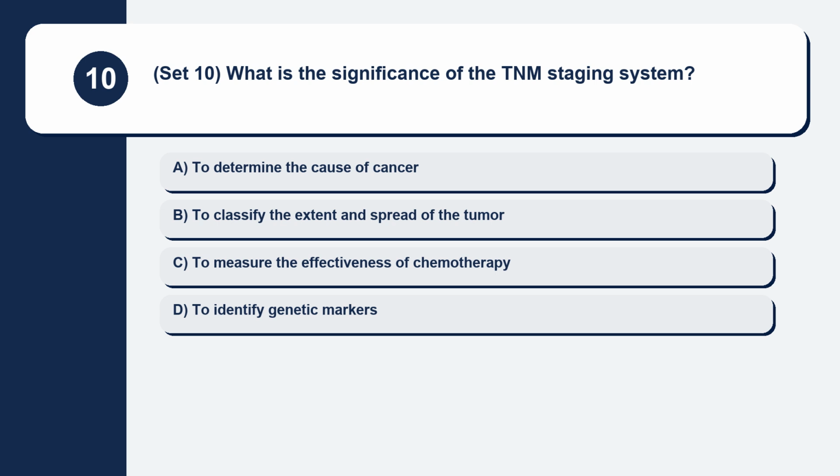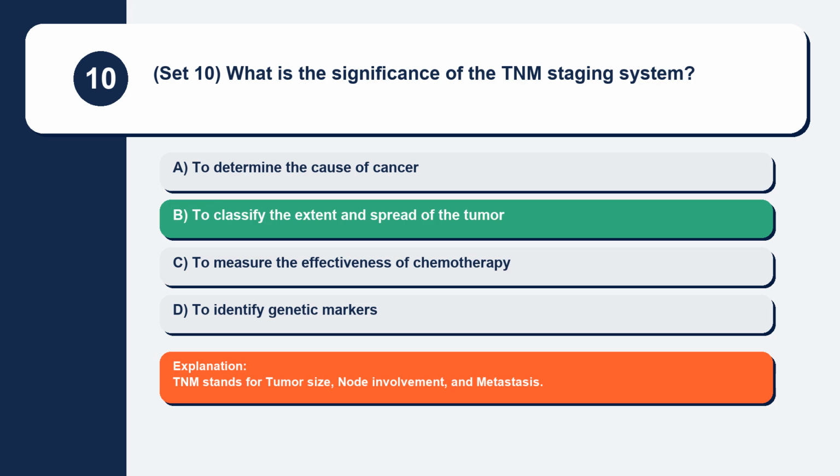Question 10. Set 10. What is the significance of the TNM staging system? To determine the cause of cancer, to classify the extent and spread of the tumor, to measure the effectiveness of chemotherapy, to identify genetic markers. TNM stands for tumor size, node involvement, and metastasis.